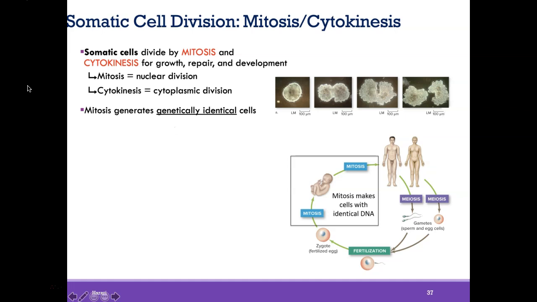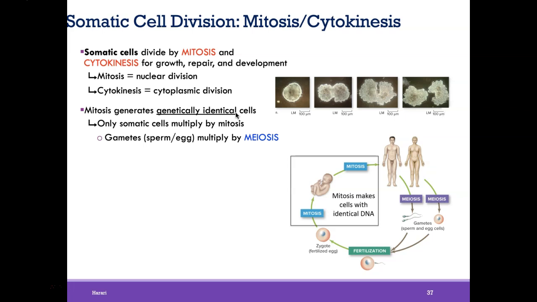Mitosis gives us genetically identical cells. So that's an important distinction. Mitosis gives us genetically identical somatic cells. Only somatic cells multiply by mitosis. Gametes are formed by meiosis. That's a very important distinction. Gametes are made by meiosis, whereas mitosis is found in somatic cells. So make sure that's clear in your notes.